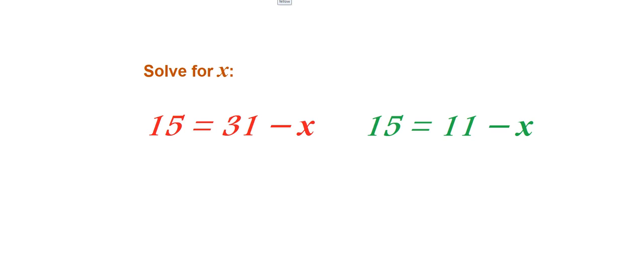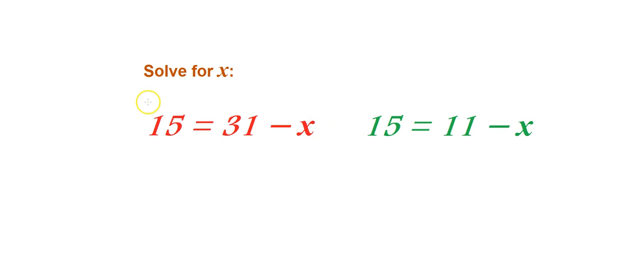Okay, so for these two problems, solve for x. The first problem says 15 equals 31 minus x, and the other problem says 15 equals 11 minus x. So we're going to solve them both. In both cases, x is the variable, and we'll deal with them one at a time.